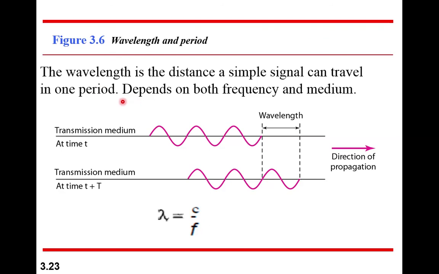The wavelength depends on both frequency and medium. The wavelength is equal to c by f, where f is the frequency and c is the speed of the signal waves. Since for electromagnetic waves the speed is equal to the speed of light, which is called c, lambda is equal to c by f.